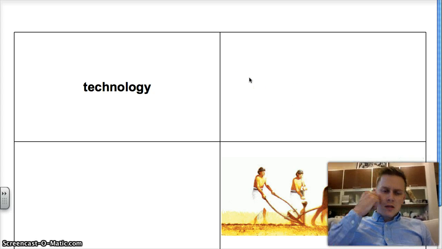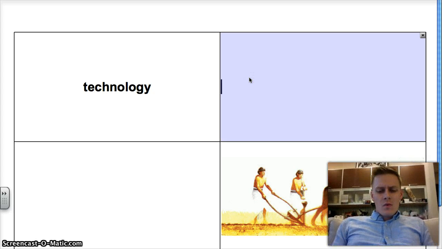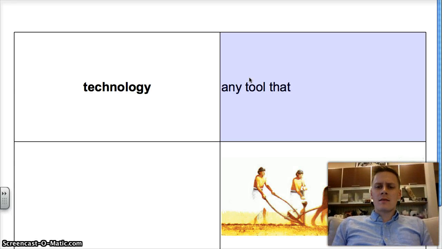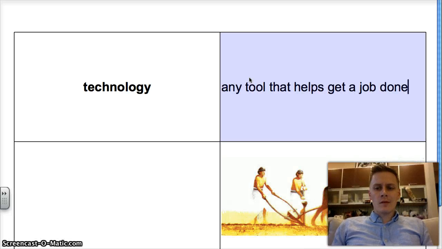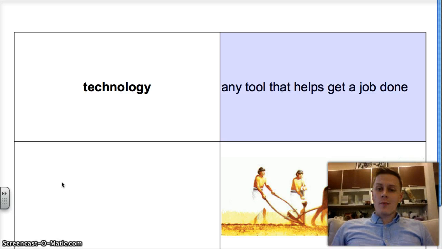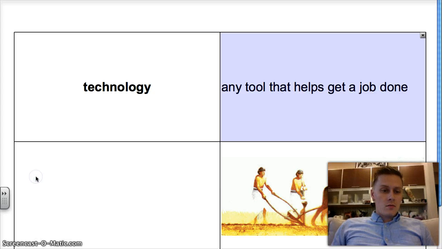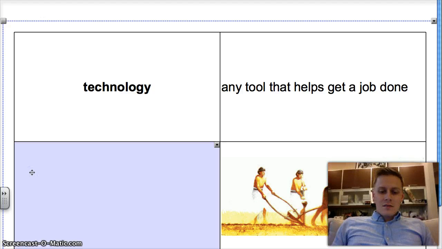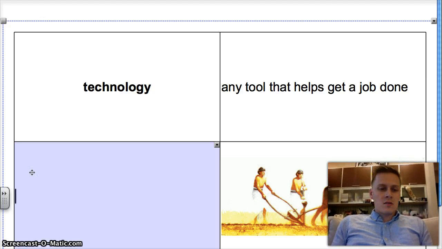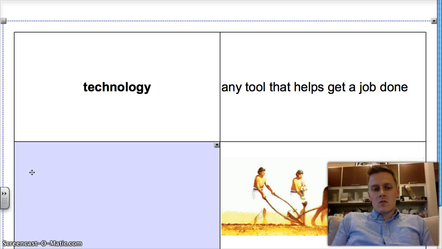Next one is technology. Now, technology, we have a very basic definition. It's any tool that helps get a job done. All right, so anything, whether it's a pencil or a hammer, is going to be technology. Now, today we think of technology as electronics. That's just what we have today. We're in the computer age. In the past, technology was just any tool that helped get the job done.